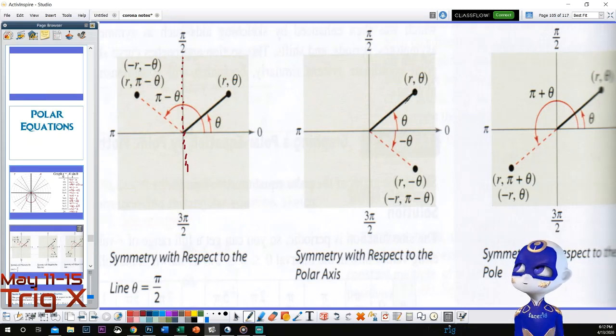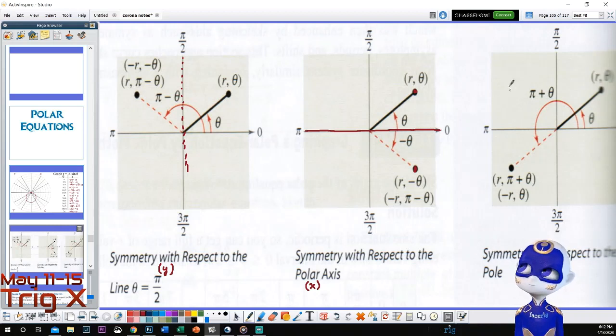Next we've got symmetry with respect to the polar axis. This axis, what's usually the x-axis, is now going to be called the polar axis in polar land. So if it's up here, then we would flop over that axis. So instead of x-axis symmetry, this is considered polar axis symmetry. You can think of the polar axis as being like x-axis symmetry. You can think of pi over 2 as being like y-axis symmetry when we're talking about rectangular.